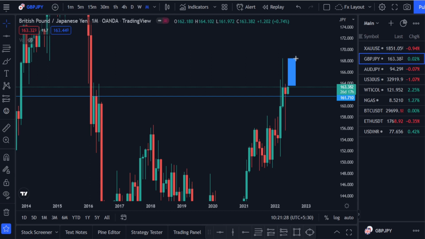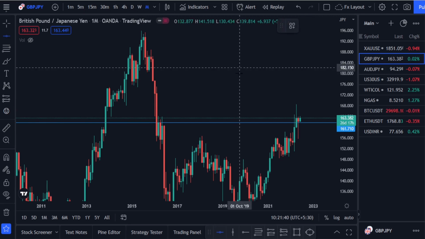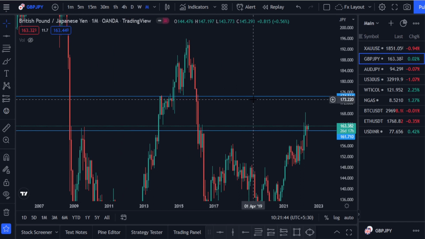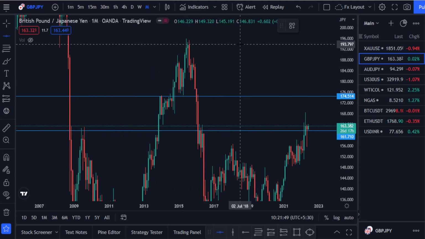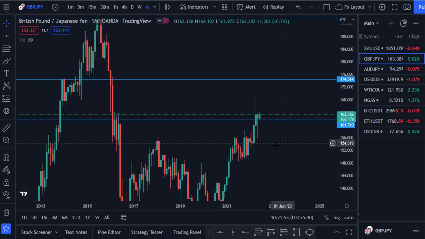Now as you can see, there is going to be a rejection here, so this is going to be the first resistance, and then we can expect further price to move to the next resistance. Now if we talk about the next resistance, it is right here, and then further we can consider that the next resistance, or maybe the final resistance, is right here. So these are the next zones where we can expect the price to move to.